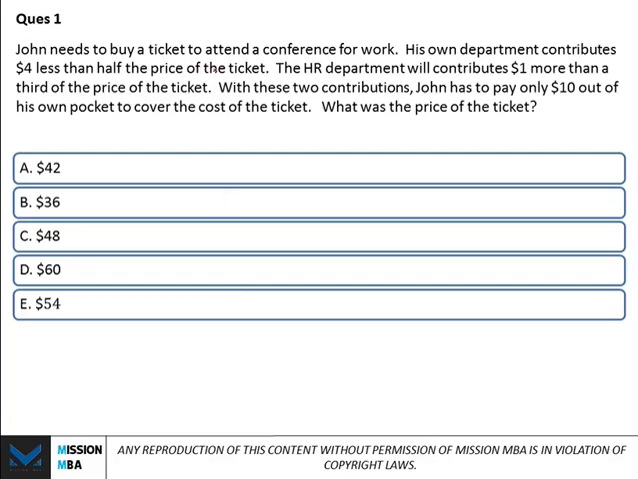John needs to buy a ticket to attend a conference for work. His own department contributes 4 less than half the price of the ticket. The HR department will contribute 1 more than 1/3 of the price of the ticket. With these two contributions, John has to pay only $10 out of his own pocket to cover the cost of the ticket. What was the price of the ticket?